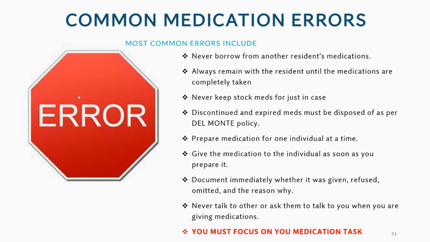Prepare medications one at a time. This goes back to the pre-pouring scenario that I was telling you about. As you recall from that video, we are only supposed to do one resident's medications at a time. If we're pre-pouring, chances are we've got 4 or 5, 10, 20 medication cups open at the same time, and we're prepping them. And that's how medication errors happen.